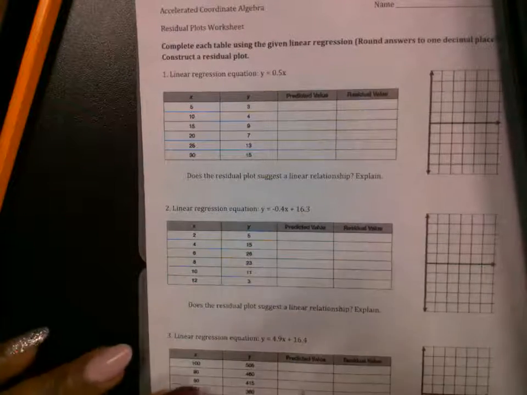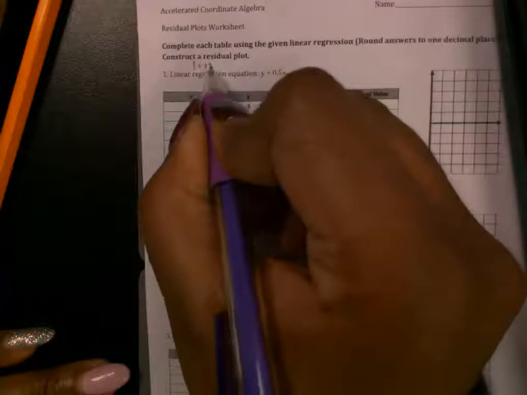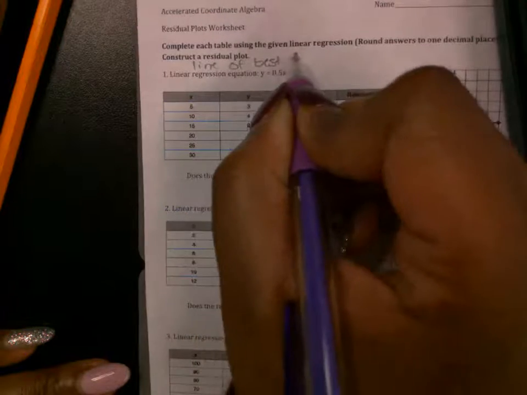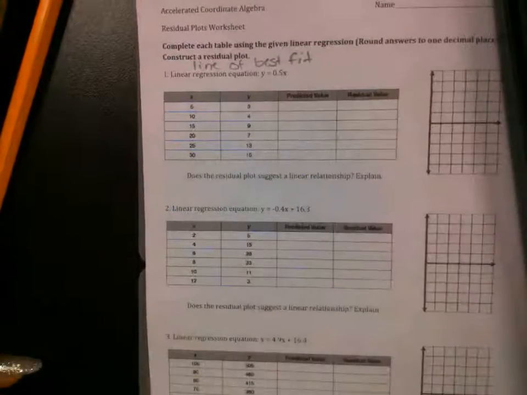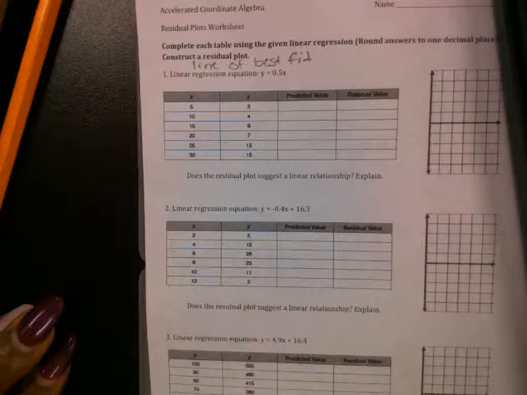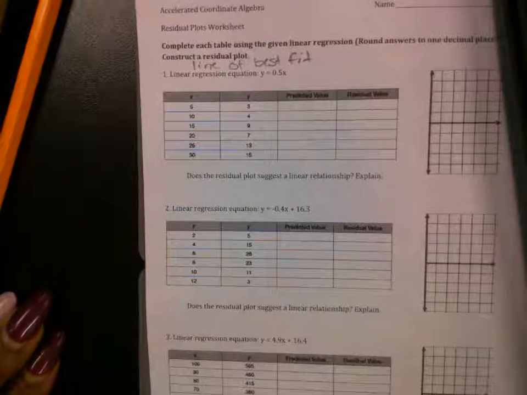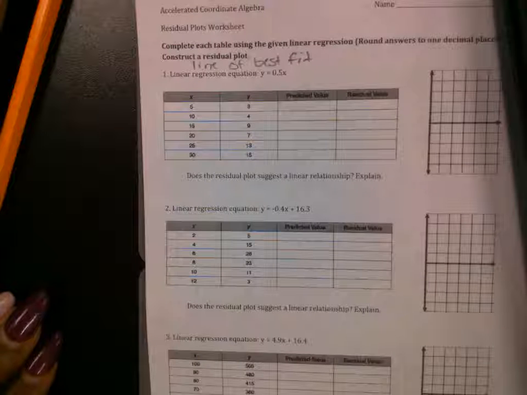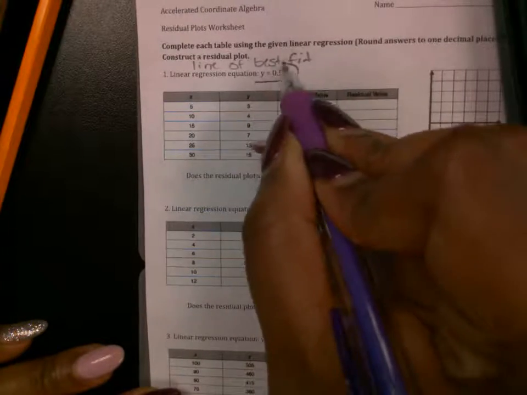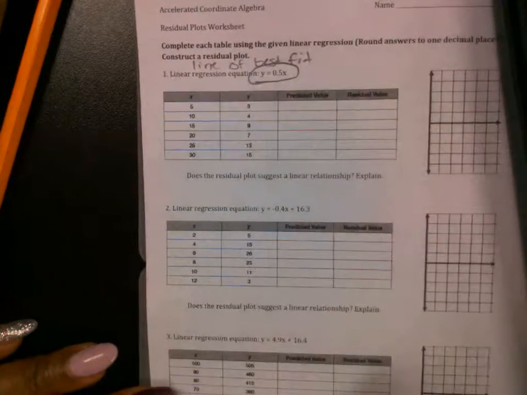Okay, linear regression. That's the same as line of best fit. So you didn't even have to find the line of best fit. They gave you the line of best fit. You didn't even have to find it. Any questions? So now you have to find your predicted Y by using the line of best fit.